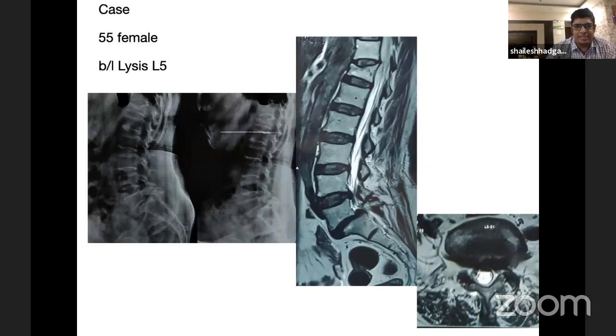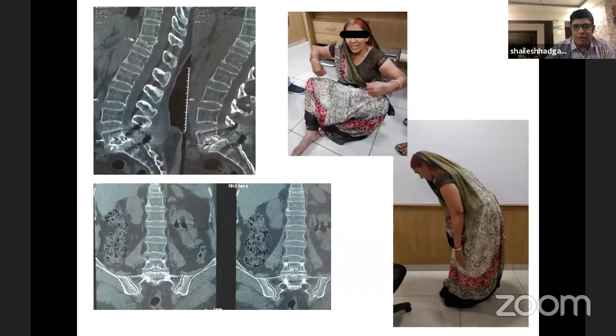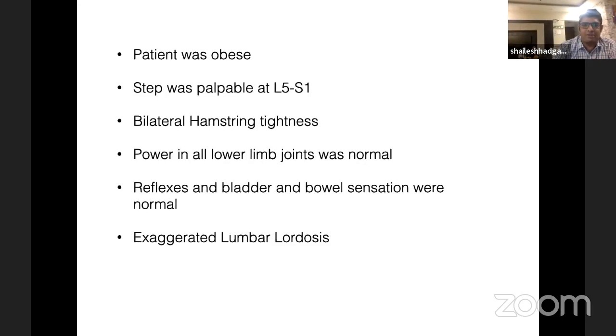L5-S1 lytic listhesis, a 55-year-old female with back and leg pain, persistent, not better. Most important is to always have pre- and post-operative scout films, and they really do well if it is addressed well. Next, a 70-year-old female with difficulty in walking, back pain, leg pain, claudication.